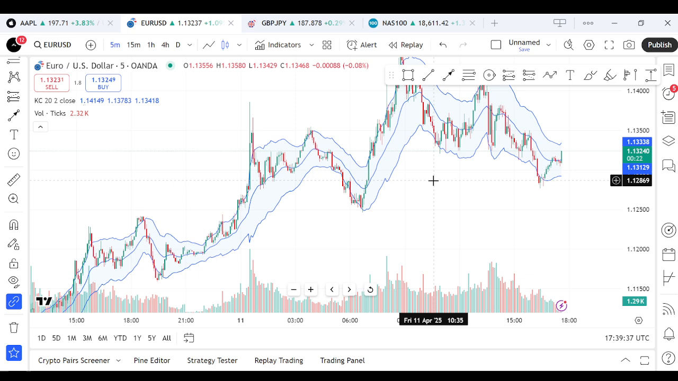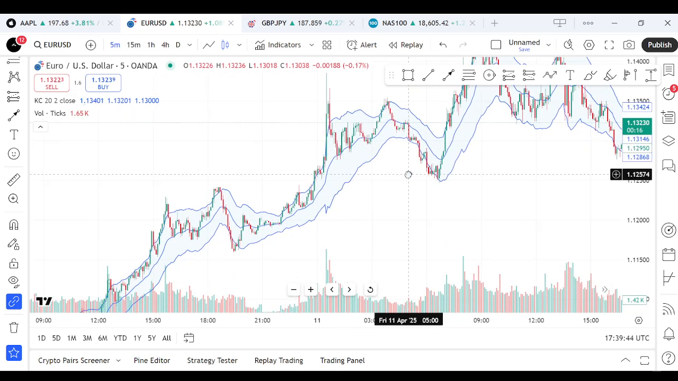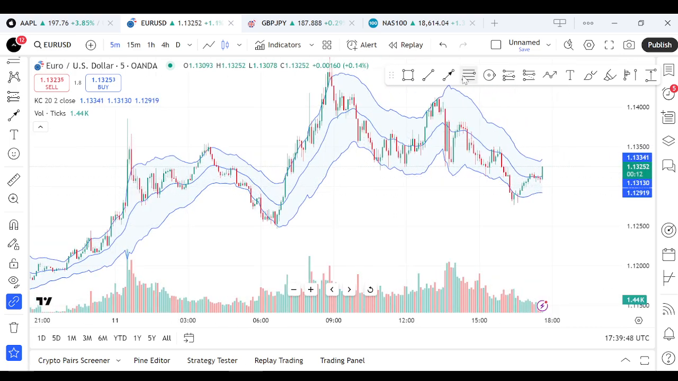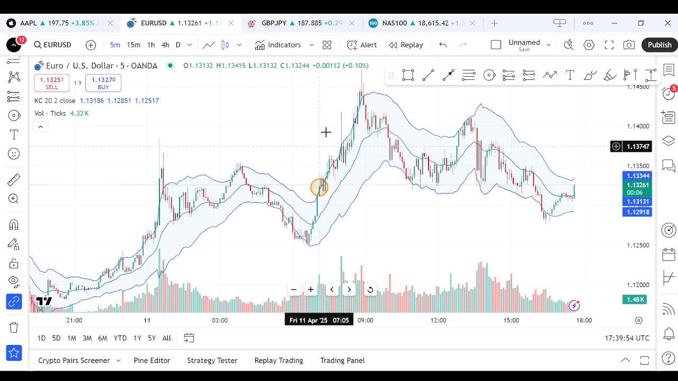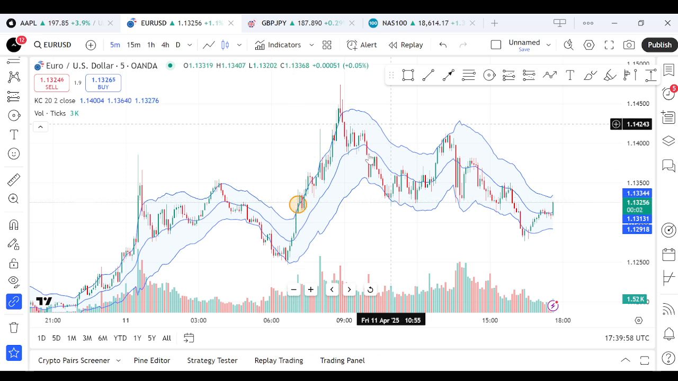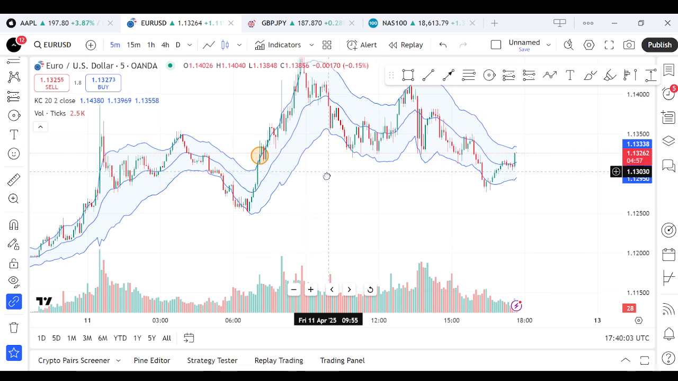The next one is breakout signals. Price breaking above the upper band may indicate bullish momentum and below the lower band may indicate bearish momentum. Looking at that, you can see price breaking above the upper band here, showing that we may be bullish for the meantime, and you can see price moving all the way up after that breakout and close above the upper band.